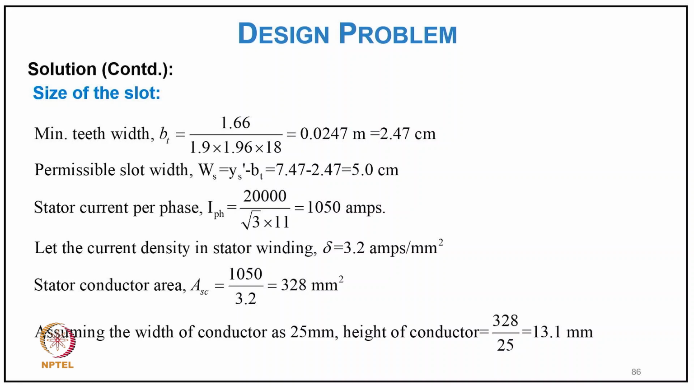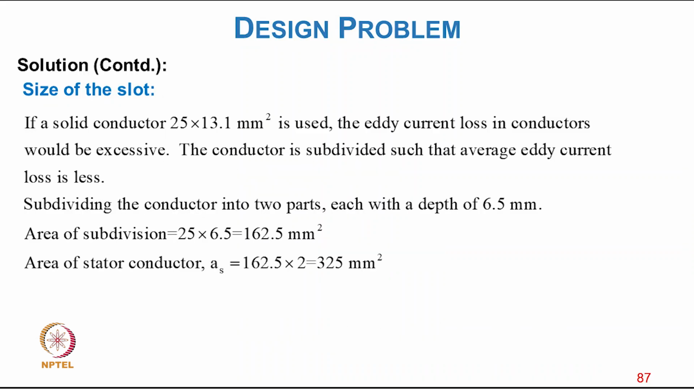So the stator conductor area is equal to 1050 divided by 3.2, 328 millimeter square. Assuming the width of conductor 25 millimeter, height of the conductor is 328 by 25, 13.1 millimeter. Then if the solid conductor 25 into 13.1 millimeter is used, the eddy current loss in the conductor will be excessive. Thus the conductor is subdivided so that the average eddy current loss is less. So subdividing the conductor in two parts, each has a depth of 6.5 millimeter. The area of the subdivision is 25 into 6.5, that is 162.5 millimeter square. The area of the conductor is equal to total 325 millimeter square.